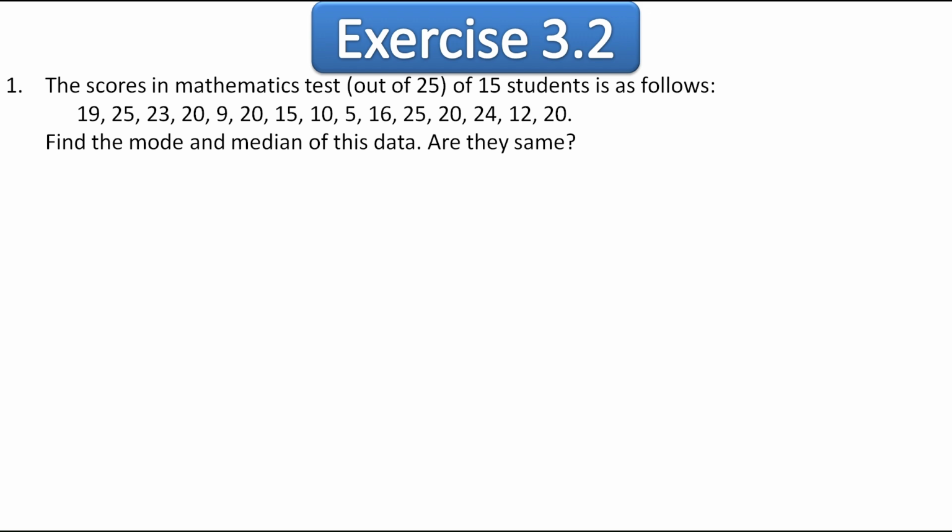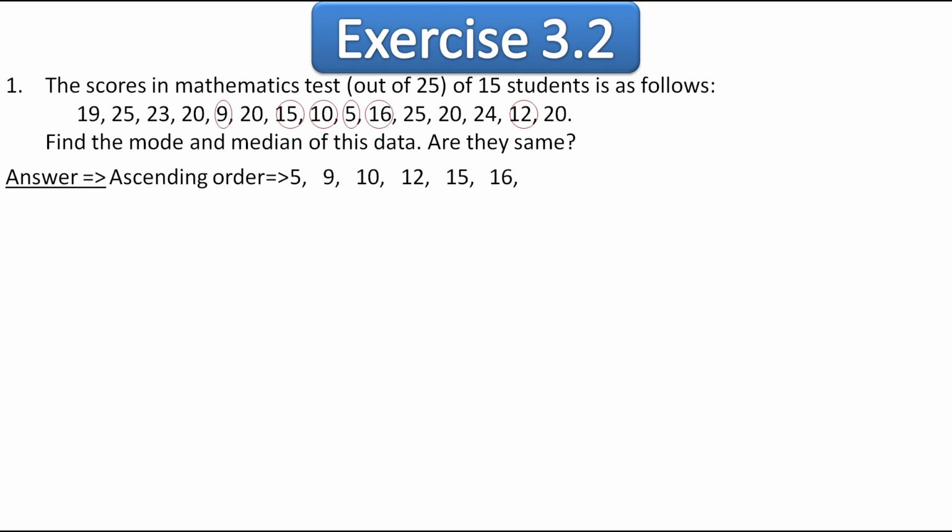So to find mode, first of all we have to write all this data in ascending order. So let's check which number is smaller here. Here we have 5 as the smallest number, so I'll write 5 first. Next we have 6, no we don't have 7, we don't have 8, we have 9 here, so I'll write 9. Next we have 10, so I'll write 10. Next we have 12, so I'll write 12. Next we have 15, so I'll write 15. Next we have 16, so I'll write 16.